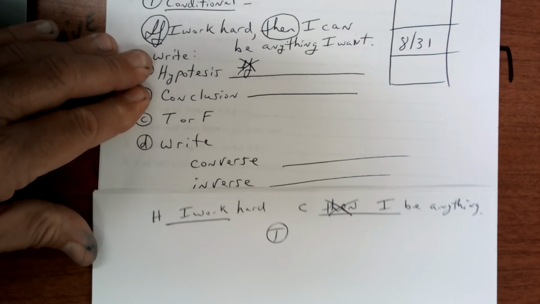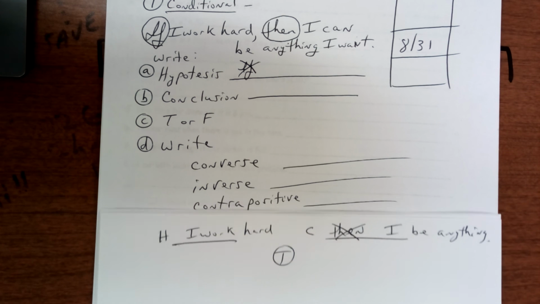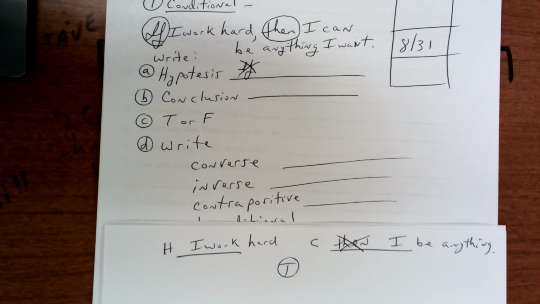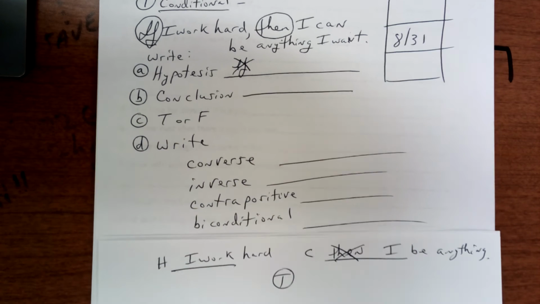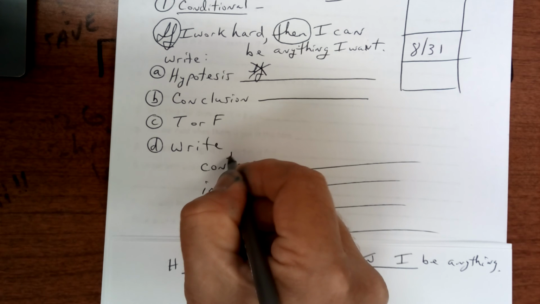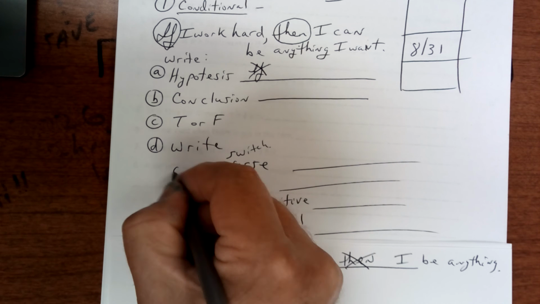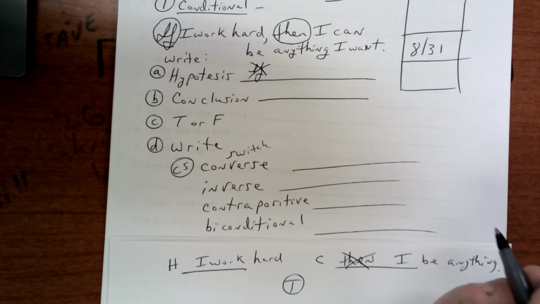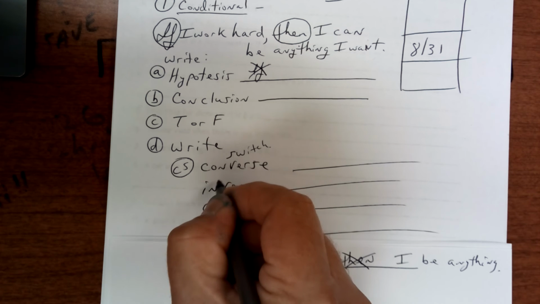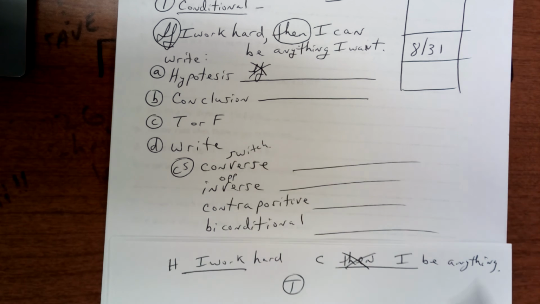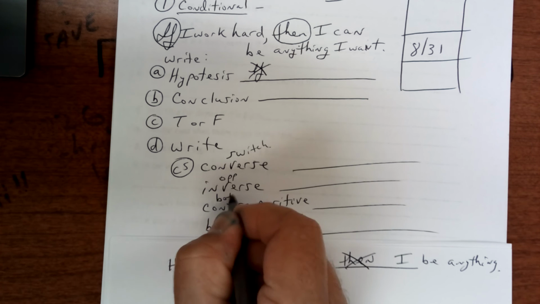Write the converse. Now, you need to know some rules here. The converse, now how do you remember that? The converse is switch. And the way I memorize it is CS, converse, switch. The inverse is the opposite. The contrapositive is both of those, switch and opposite.